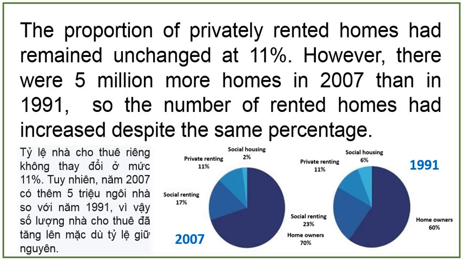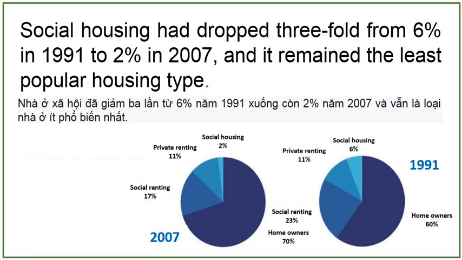However, there were 5 million more homes in 2007 than in 1991, so the number of rented homes had increased despite the same percentage. Social housing had dropped threefold from 6% in 1991 to 2% in 2007, and it remained the least popular housing type.